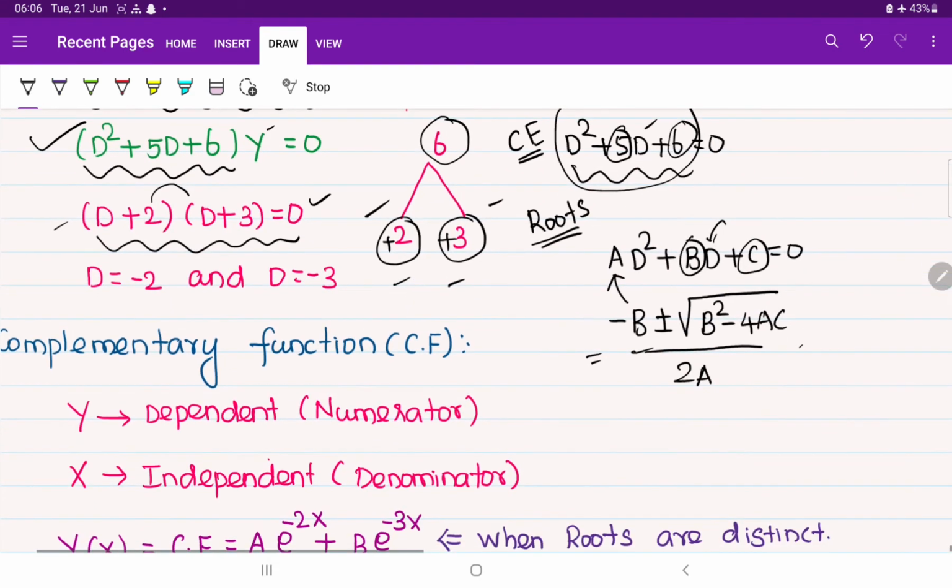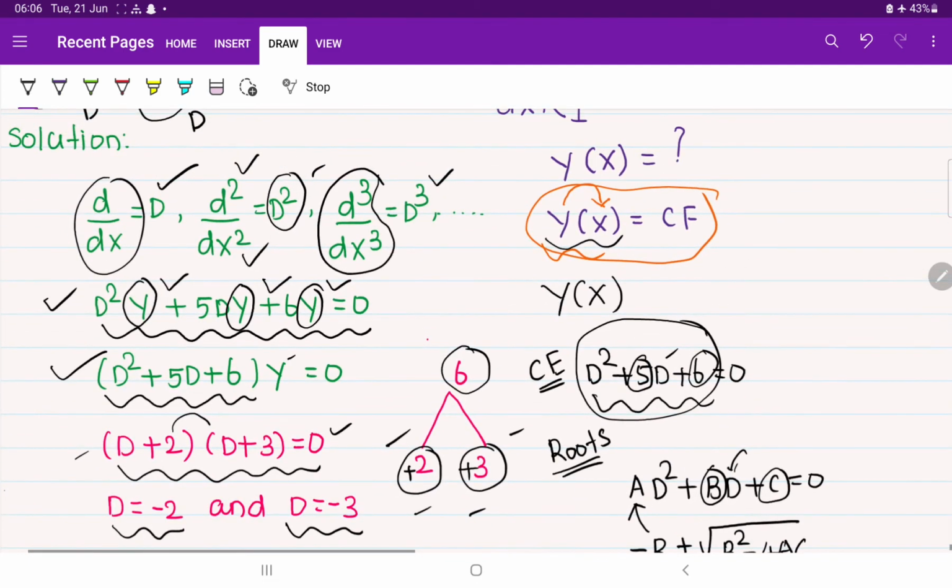From this I can say, since they are equal to 0, if I equate to 0, then this D will give us minus 2, and this D will give us minus 3. So we obtain 2 roots from the given differential equation.